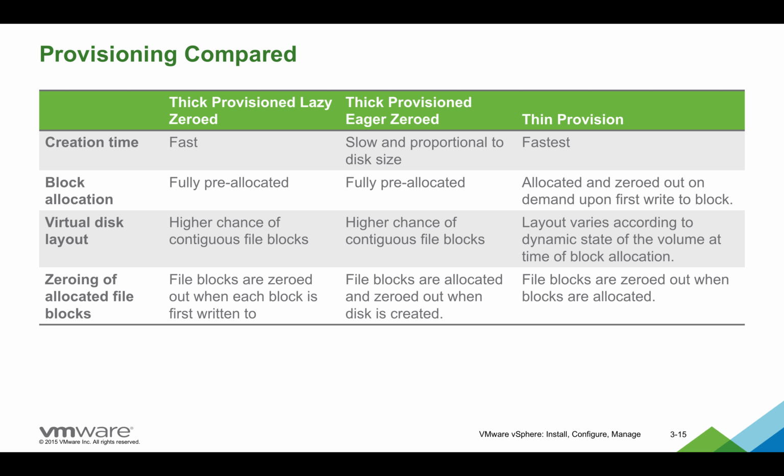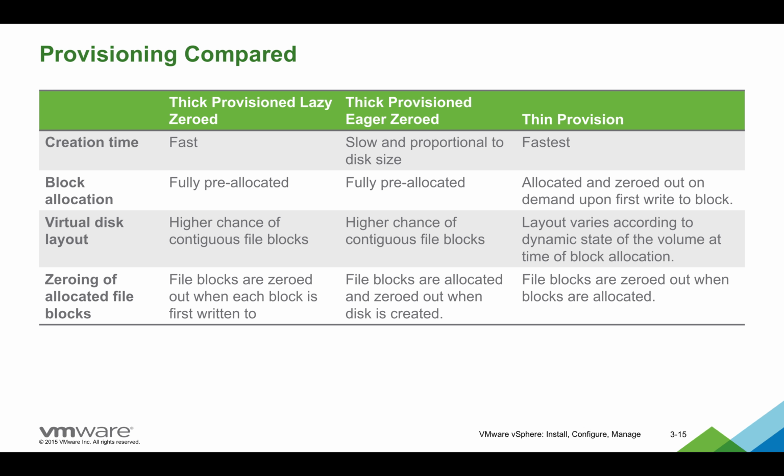So provisioning compared. So let's take a look. You have thick provisioned, lazy zeroed, thick provisioned, eager zeroed, and thin provisioning. You'll also notice that we're comparing the creation time, and the fastest creation time will be within provisioning. So let's talk about each of these in turn.